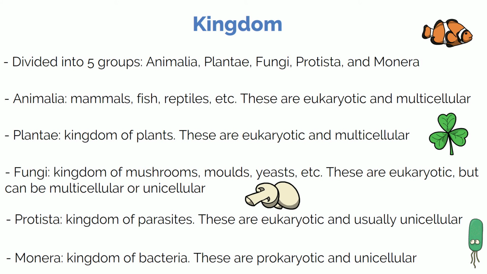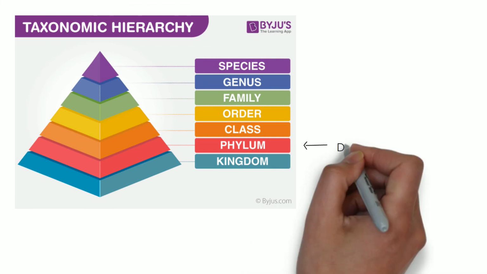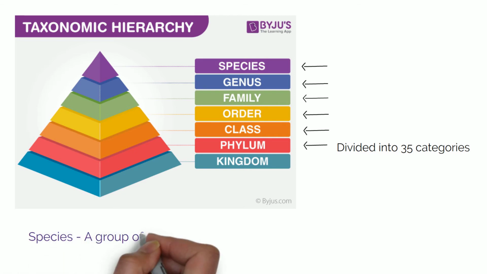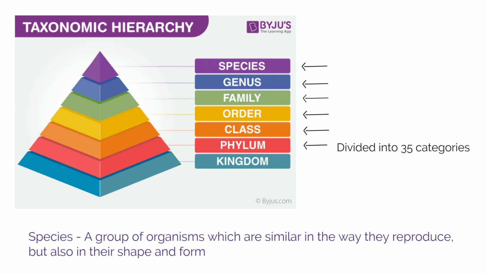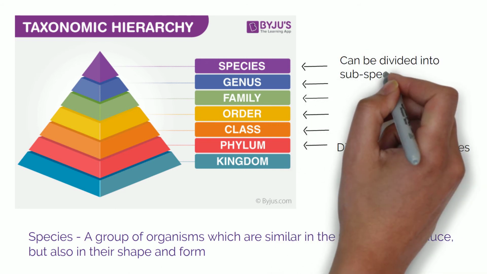Phylum is the next level, being a bit more specific than kingdom. This level is divided into 35 categories, which we will not go into detail. Class comes after, followed by order, family, genus, and species, with the latter being the most specific level. This level refers to a group of organisms which are similar in the way they reproduce, but also in their shape and form. Species can be divided into subspecies.